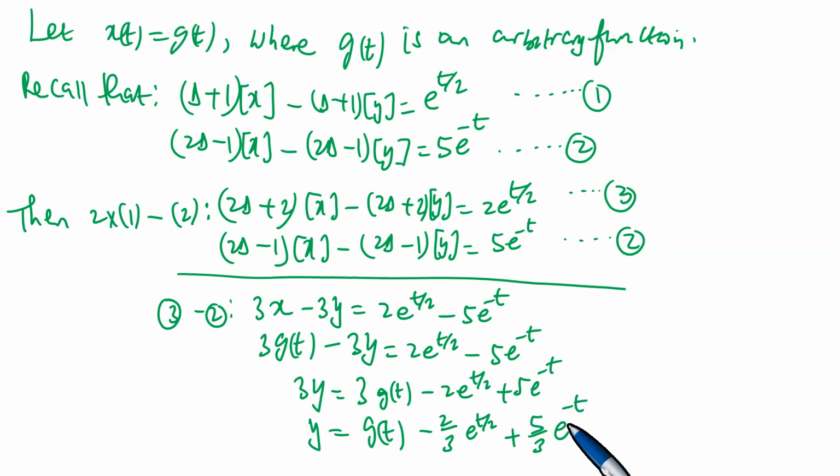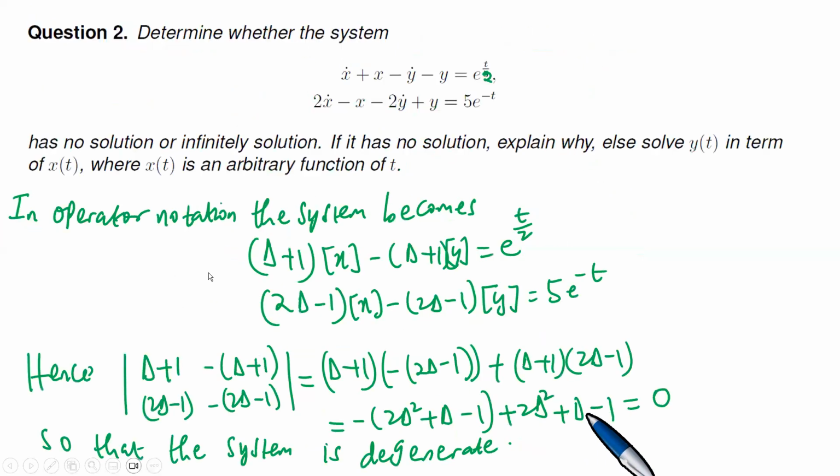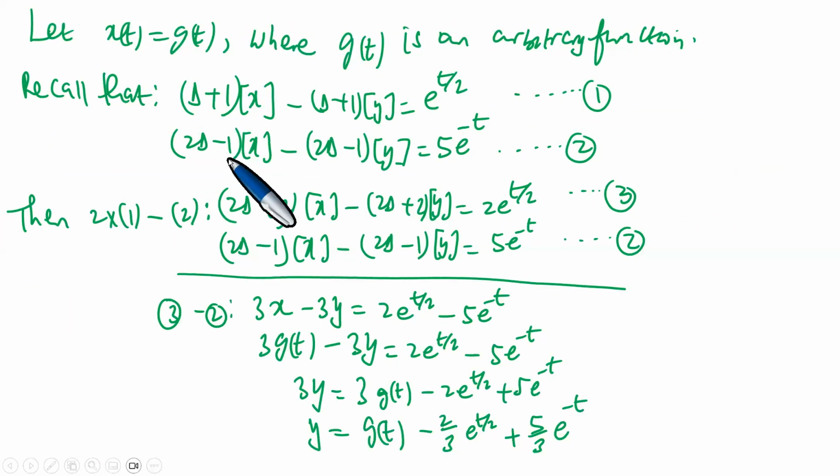So this becomes the answer, because if you remember, the question was that if it has no solution, explain why, else y of t in terms of x of t, where x of t is an arbitrary function, which is what we did. Y of t is in terms of x of t, where x of t is an arbitrary function because of infinitely many solutions. So we are done there.